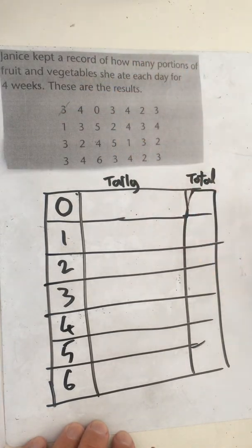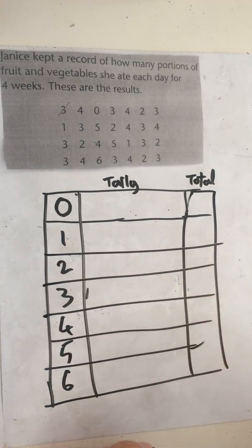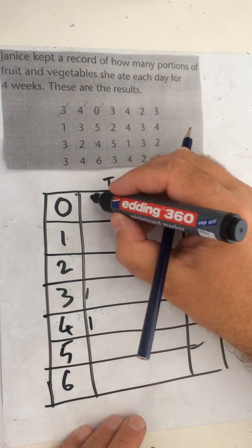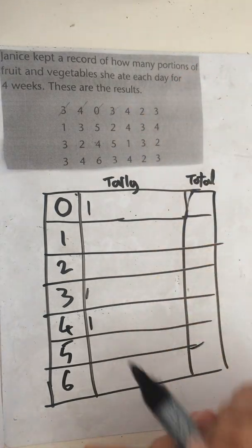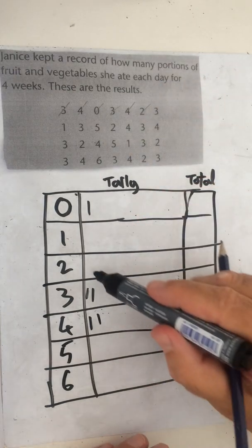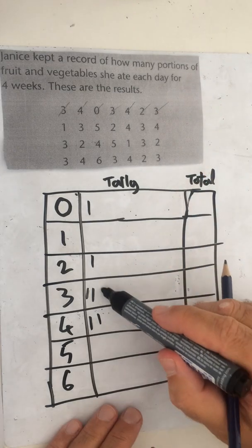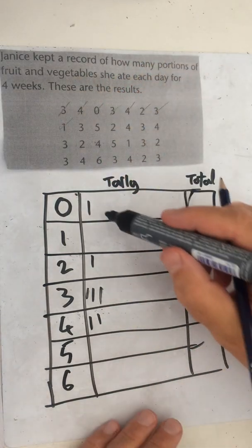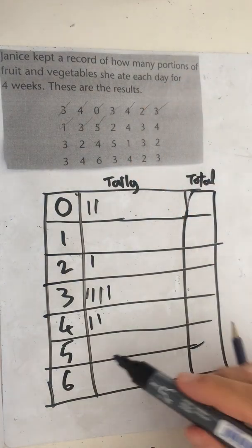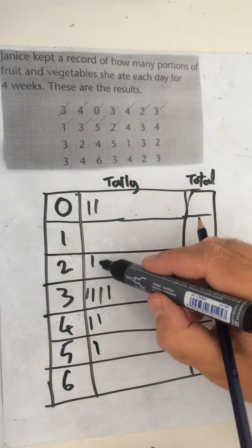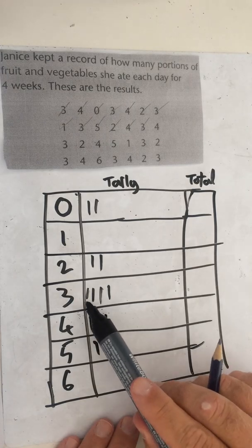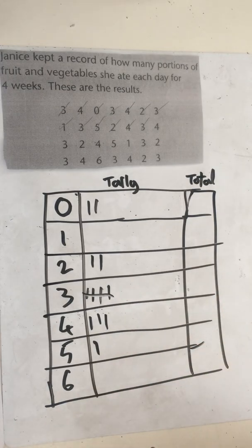So 3. Okay, so I'm going to cross that off there, and I'm going to put a tally on 3. 4, I'm going to put a tally on 4. 0, I'm going to put a tally on 0. I'm just going to work my way through: 3, tally on 3, 4, tally on 4, 2, tally on 2, 3, tally on 3, 1, cross it off, so I know I've done a tally on 1, 3, cross it off, tally on 3, 5, cross it off, 2, 4, 3. Now remember, when we're doing tallies, we go up to 1, 2, 3, 4, and we cross it with 5s, and so we're working in 5s.